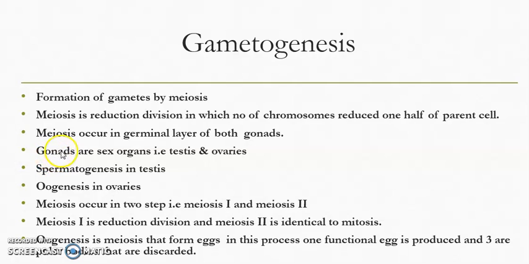The next term is gonads. What is a gonad? They are the sex organs, that is testes in case of male and ovaries in case of female. Both the organs are usually present in the form of pairs.